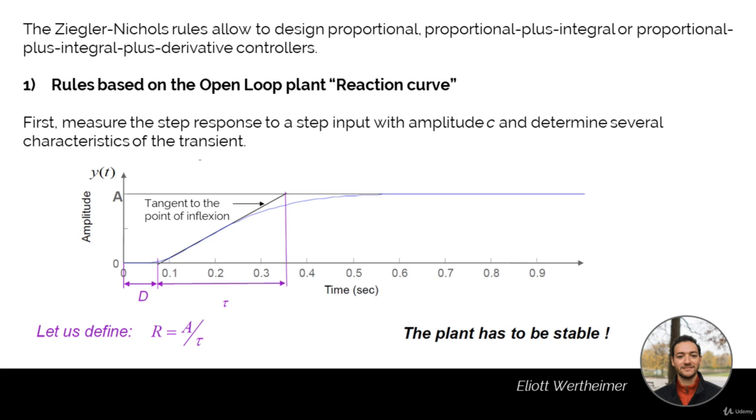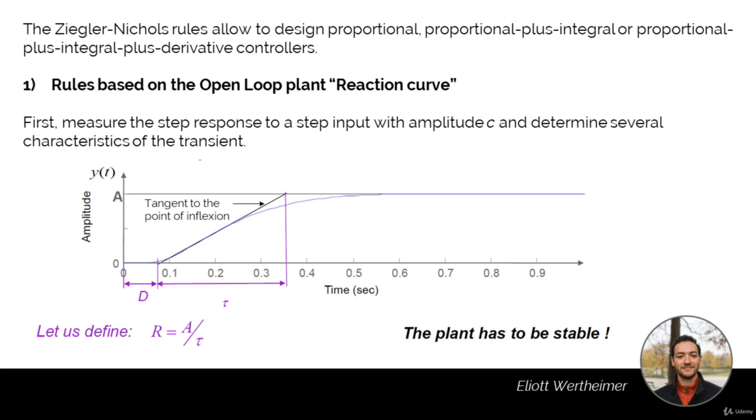So we want to determine multiple things from the response of the system y(t). We want to measure the amplitude of that response with respect to time. First of all, we get the delay, D, the big capital D here, which is the delay in seconds it took for the system to output a response after the step input was applied. We also want the value tau in this case. This value is very easy to measure.